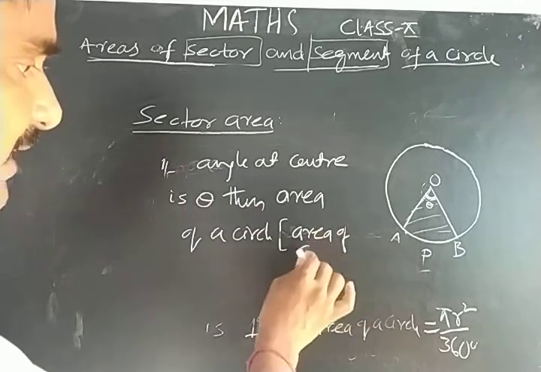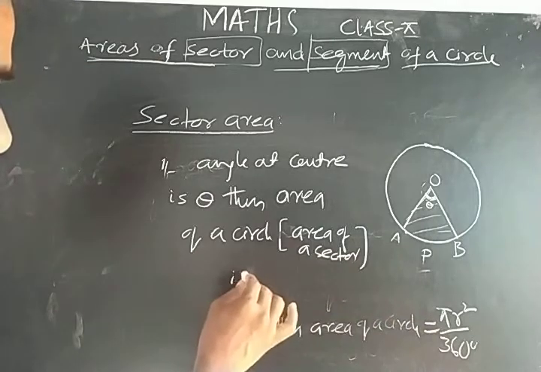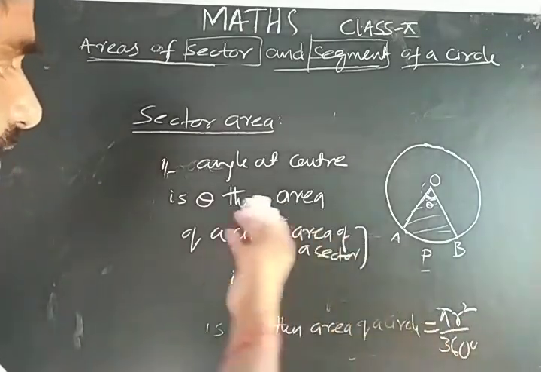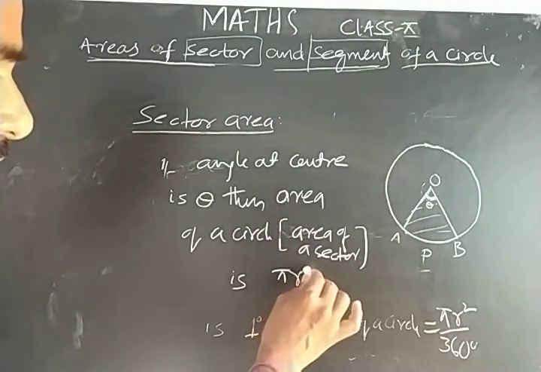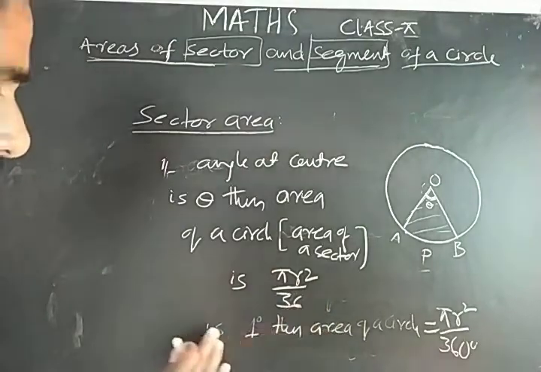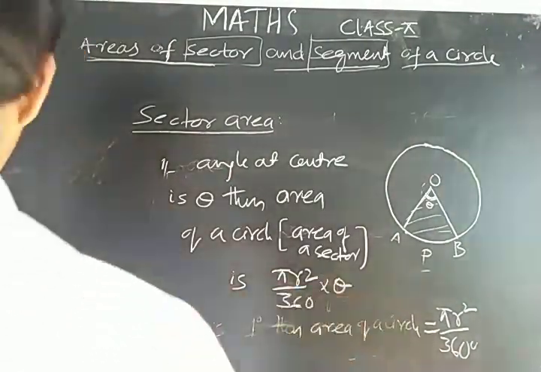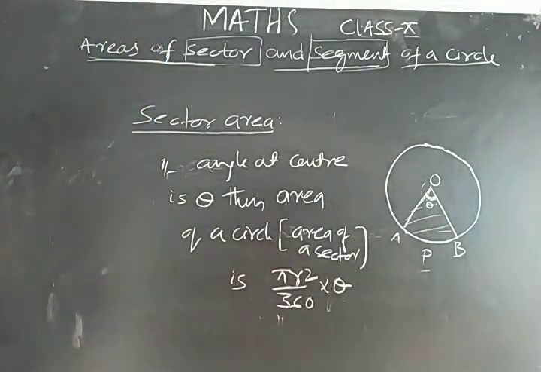Area of a sector is, if the angle is 1 degree, then the area is pi r square by 360. If the angle is theta, then the area is pi r square by 360 into theta. Okay, so I derived the area of the sector.